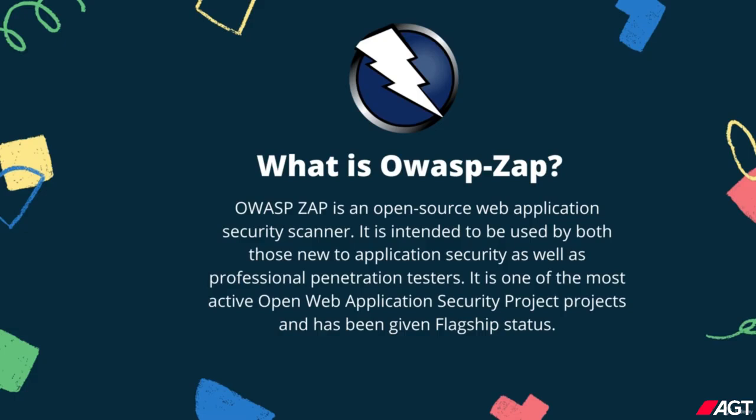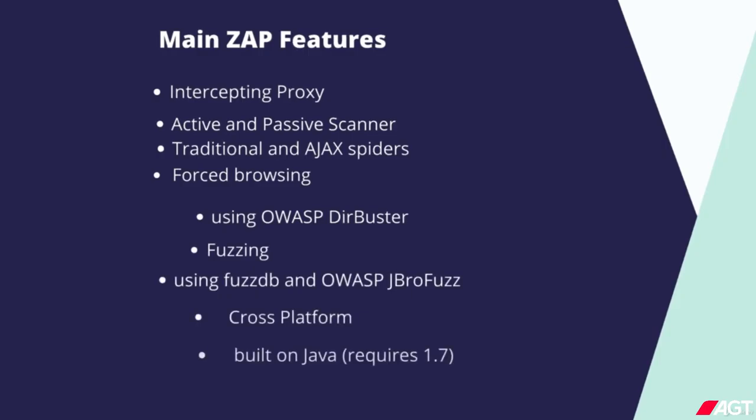What is OWASP ZAP? The OWASP ZAP is an open source web application security scanner. It is intended to be used by both those new to application security as well as professional penetration testers. It is one of the most active open web application security projects and has been given flagship status.